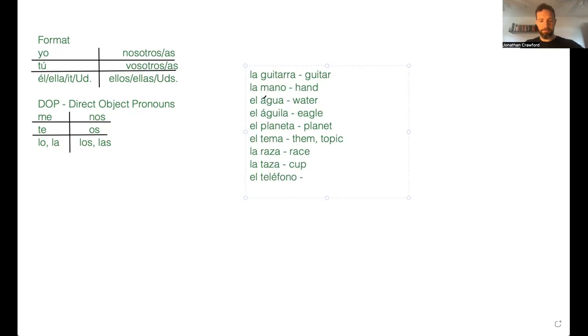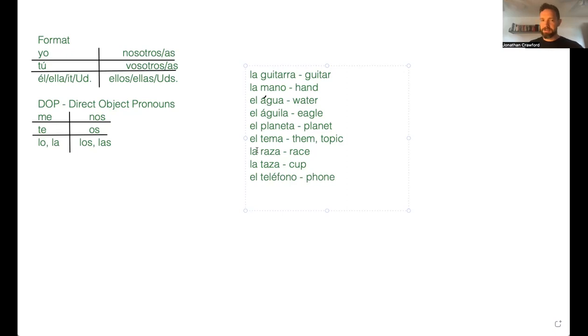El teléfono is a phone or a telephone. Most of the time it rhymes. Like 99% of the time in Spanish, it'll rhyme. So if it ends in a, it'll be feminine and it's la. If it ends in o, then it's masculine. In the singular, it'll be el, but in the plural, it'll be los, just like it will with feminine.